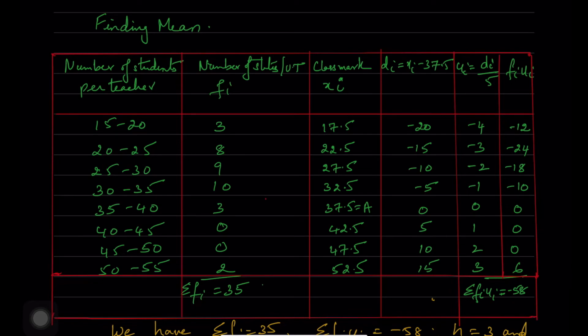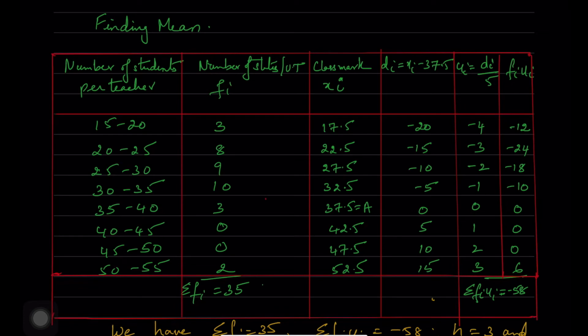You can take either the fourth or the fifth, so I took the fifth one. So here 17.5 minus 37.5 will give you minus 20, minus 15, minus 10, minus 5, 0, 5, 10, 15, because all these are multiples of 5. Now you know the class width is 5, so divide by 5, you are getting minus 4, minus 3, minus 2, minus 1, 0, 1, 2, 3, all the Ui values.